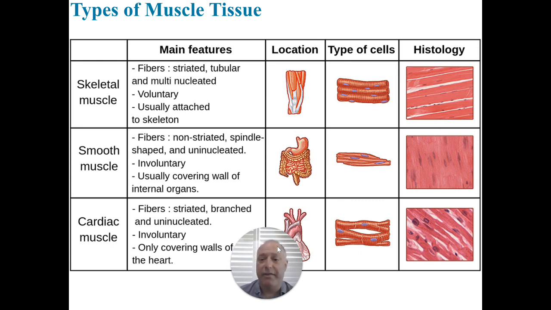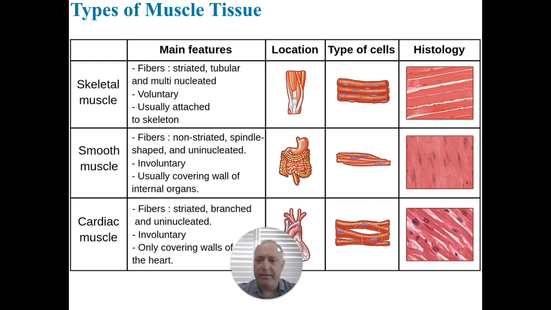Skeletal muscle are made of fibers. They're striated, which means they have these stripes. Voluntary, and they usually attach to the skeleton. Smooth muscle are non-striated. They're spindle-shaped, which is hard to make out when looking at the histology. They're uninucleated, which means there's only one nucleus.